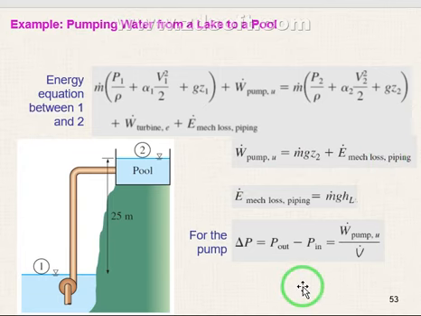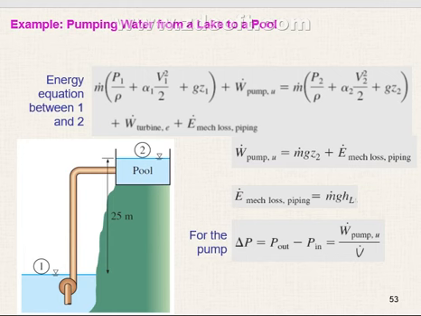So we must understand, before we go to the pump itself, delta P inside the pipe, the pressure, because at the bottom we will have more pressure than at the top here. So we're going to do something related to the pump itself. For the pump, this is not for the system, this is for the pump. So P out minus P in is going to equal delta P, which is equal to W dot pump over the volumetric flow rate V dot.